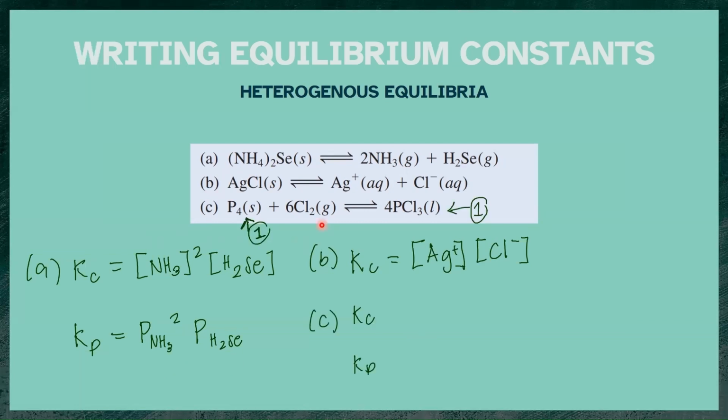And for letter C, we could see that this is a gas reaction since we have a solid on the reactant side and the product will be a liquid. And the activity of a pure solid or liquid is only equal to 1. So this is a gas reaction, and we can express its equilibrium constants in terms of concentration and pressure. Thus the Kc will be equal to 1 since this is a pure liquid, all over the concentration of the gas raised to its corresponding mole. And same for the Kp, the activity of the pure liquid will be 1 all over the pressure of the gas raised to its corresponding number of moles.